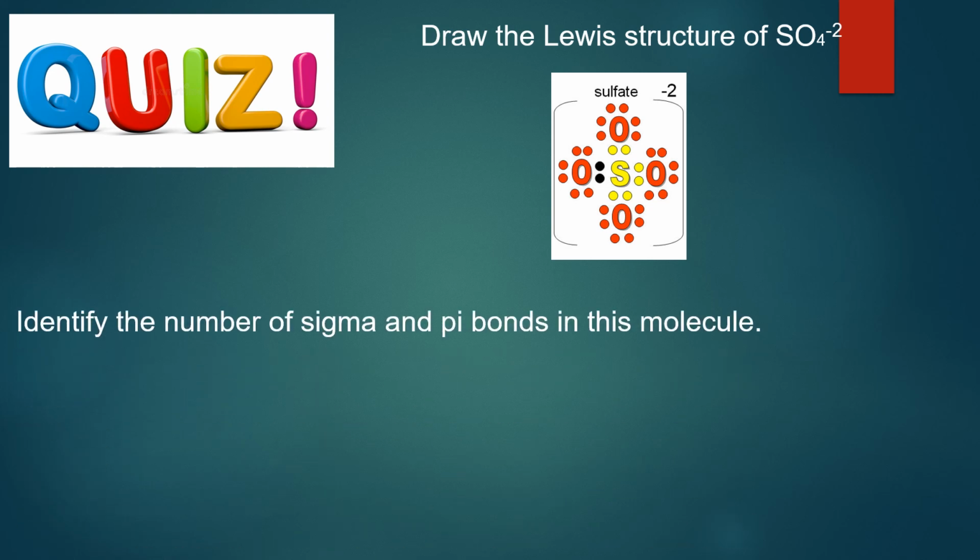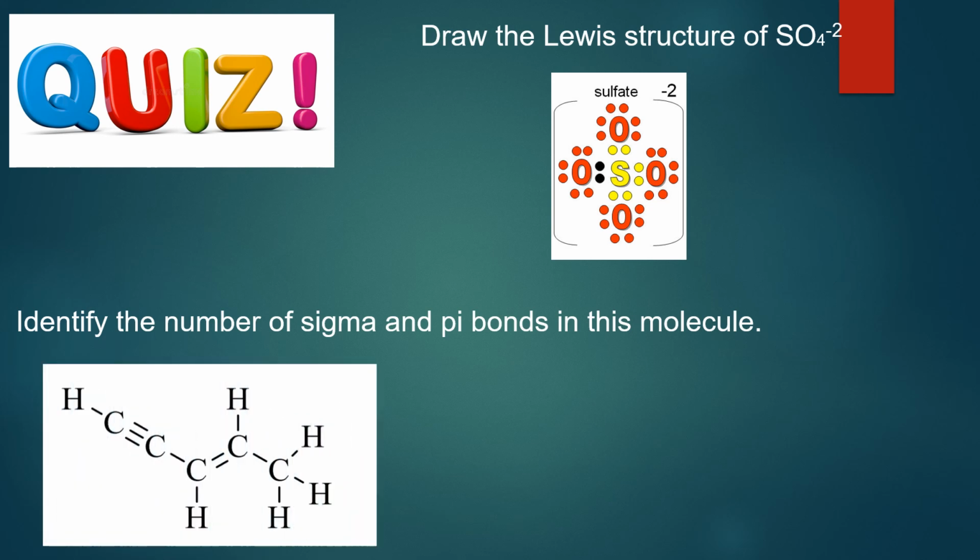The second question is, identify the number of sigma and pi bonds in this particular molecule. So now let's see what your answer is. A total of 10 sigma bonds and 3 pi bonds. Well, students, I hope you have understood how we have obtained the answers.